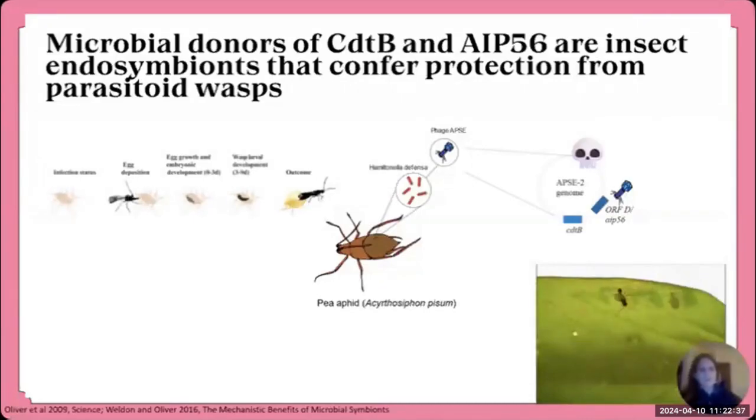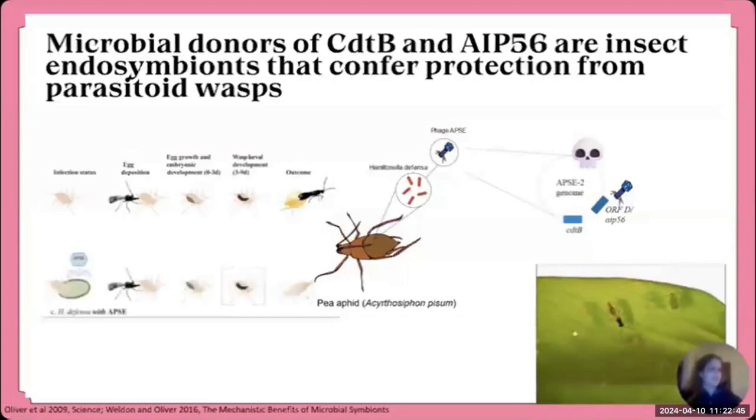However, what happens in the presence of this APSE encoding these toxins? Instead, we see that a wasp will lay an egg, but for the most part, the wasps do not survive. So in this one interesting, unusual context, it seems as though these toxin genes are actually protecting the pea aphid, even though the mechanism is very unclear.